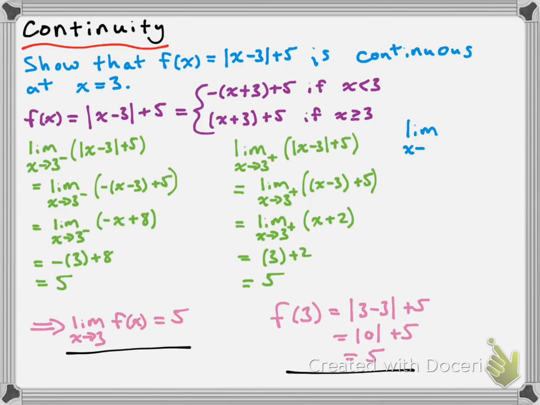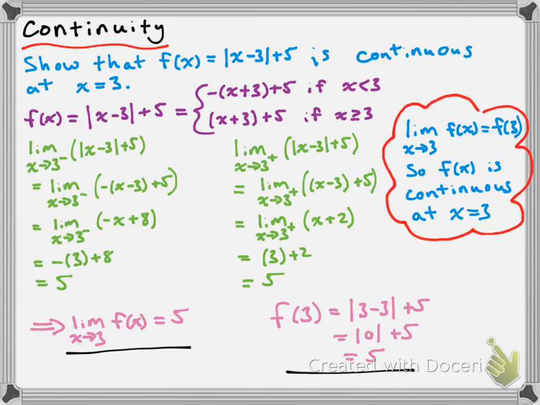Okay, so again, we've shown that the limit as x approaches 3 of f of x is equal to f of 3, right? And this was the third criteria that we had for a function to be continuous. That means we can say f of x is continuous at x is equal to 3. All right? And this is how you show algebraically that a function is continuous at a point.